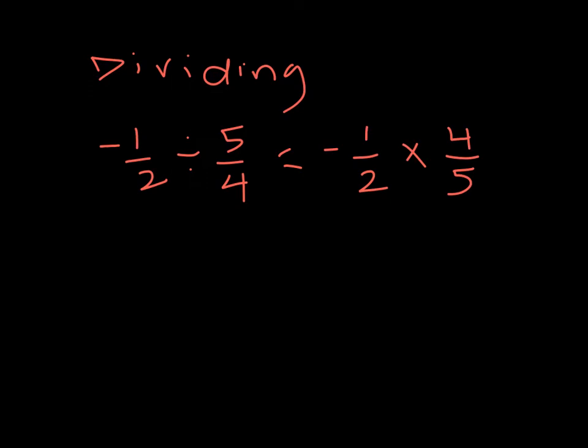An easy way to remember this is keep, change, flip. So I'm going to keep the first fraction exactly the same. I change the division sign to multiplication, and I flip the second fraction. So keep, change, flip. Now I have negative 1/2 times 4/5.